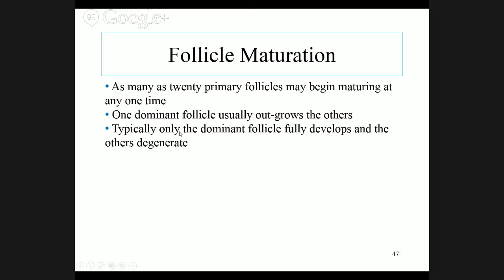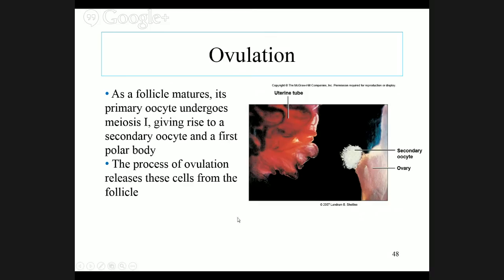One dominant follicle usually outgrows the others. Typically, only the dominant follicle fully develops and the others degenerate. Ovulation: as the follicle matures, its primary oocyte undergoes meiosis I, giving rise to a secondary oocyte and a first polar body. The process of ovulation releases these cells from the follicle.